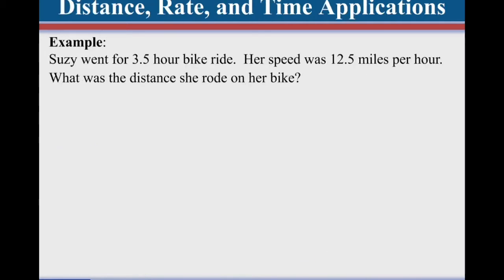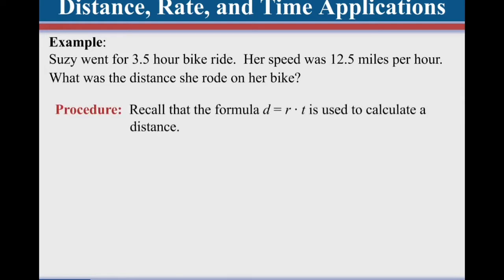And we add them and round it off. Susie went for a 3.5-hour bike ride. Her speed was 12.5 miles per hour. What is the distance she rode on her bike? Well, distance is equal to the speed times the time, and we have the time here and the distance here. So all we need to do is multiply those, and we get the distance.